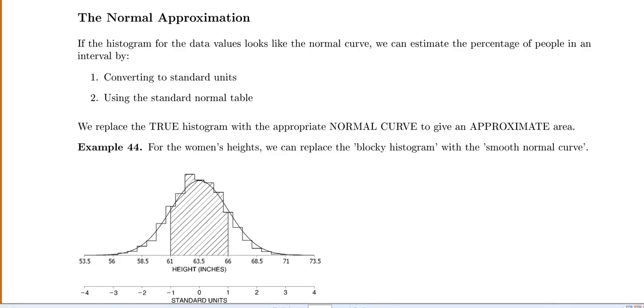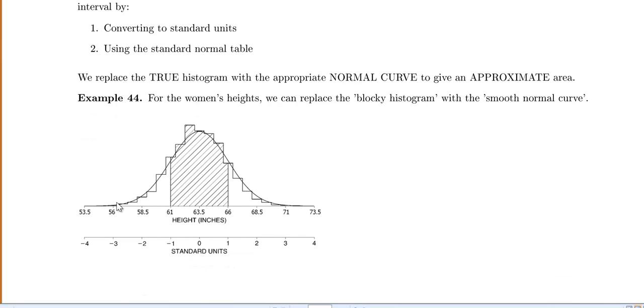So for our women's heights, technically the women's heights are this blocky histogram. If you see the actual blocks, these are the true women's heights. But we can replace it with a smooth normal curve, and that will give us fairly good approximations. And then we'll change all of our heights into our standard units. So the 61, that's 1 standard deviation below the average, or 66 is 1 standard deviation above the average. 68.5 is 2 standard deviations above the average.